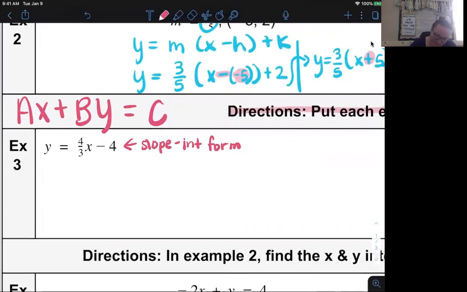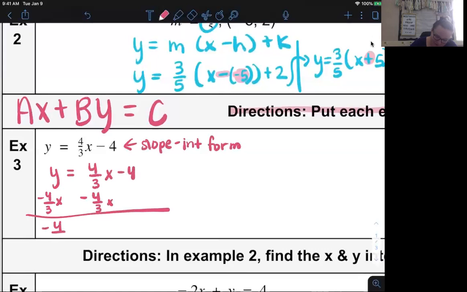So to do that, we want x and y to be on the same sides of the equation. Well, right now they're on opposite sides. So I'm going to move the 4/3 x by subtracting it from both sides. So now I have negative 4/3 x plus y is equal to negative 4. I'm going to go ahead and rewrite it up here so I have a little bit more room.